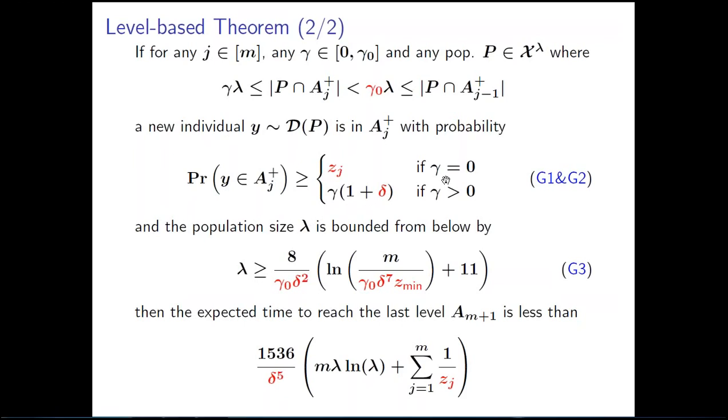If we don't have any individuals in levels higher than level j, then there must be some probability z_j of producing individuals in that higher level. And if we already have some individuals at level j plus 1 or higher, then the probability of producing a new individual in that part of the search space should be gamma times 1 plus delta. So we have a multiplicative factor times the current proportion of individuals in that level. In addition, we need the population size to be large enough, and the population size depends on all of these other parameters. If these three conditions are satisfied, then the expected time to reach the last level is this expression.